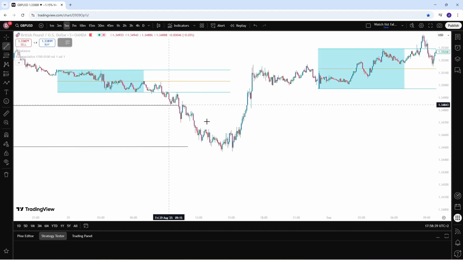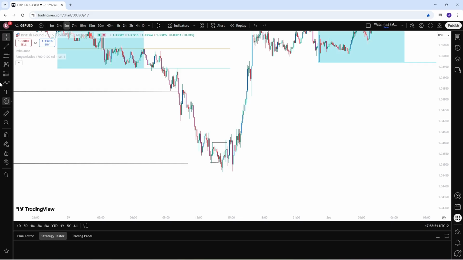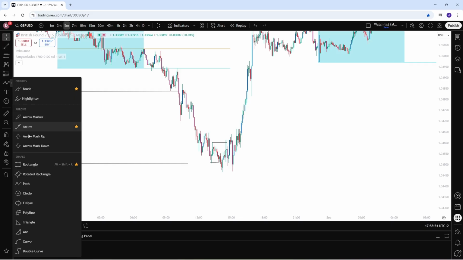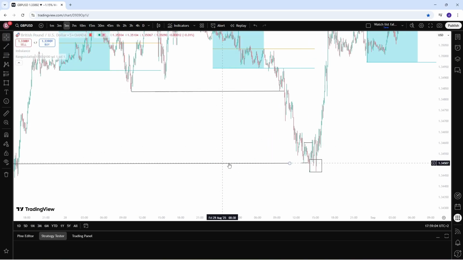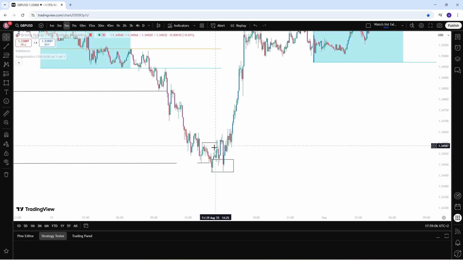So what is it that we want to see? We want to see a sweep of obviously this low here. Then we get a sweep of this high, and then automatically this becomes your entry model. This is your change of character. This is what price tends to do. So they come into this area, we get a 5-minute change of character.